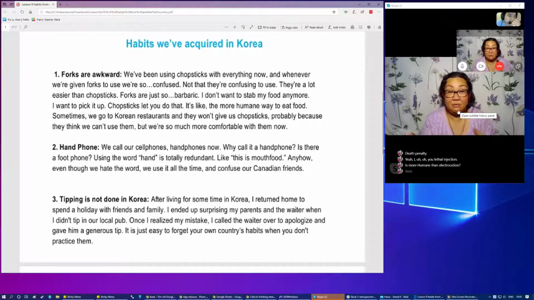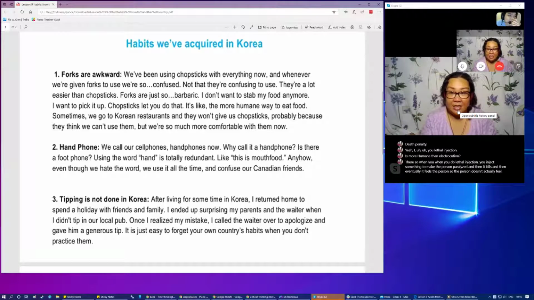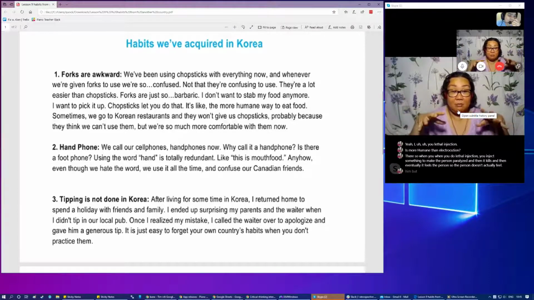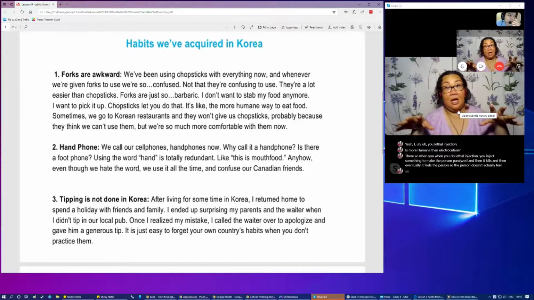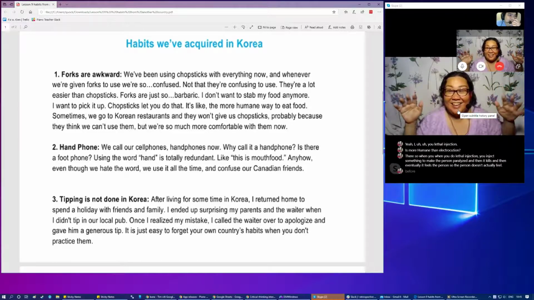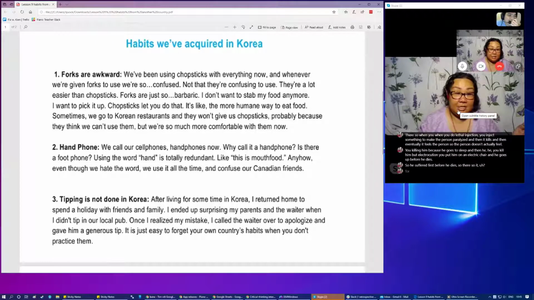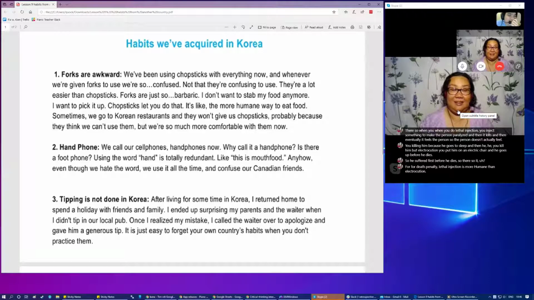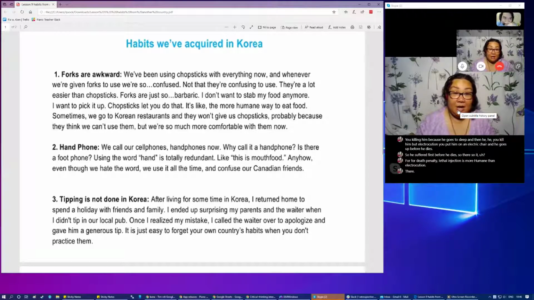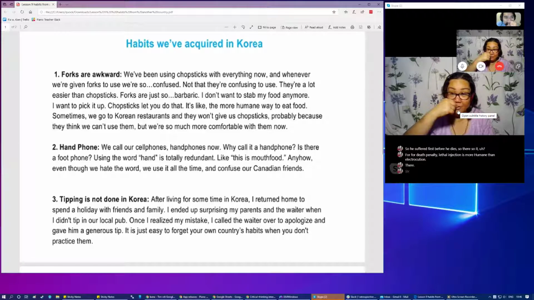So the person doesn't actually feel you killing him because he goes to sleep, and then you kill him. But with electrocution, you put him on an electric chair and he suffers first before he dies. So for the death penalty, lethal injection is more humane than electrocution. Here, picking up your food before you eat it is more humane than stabbing your food and eating it. All right.